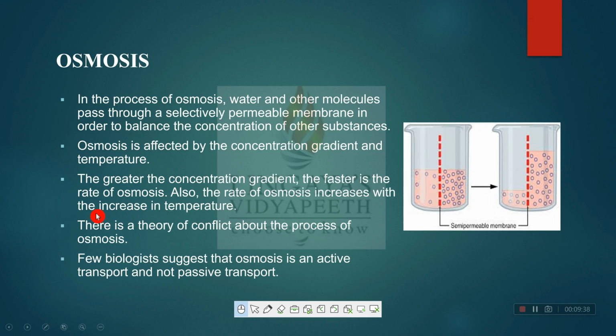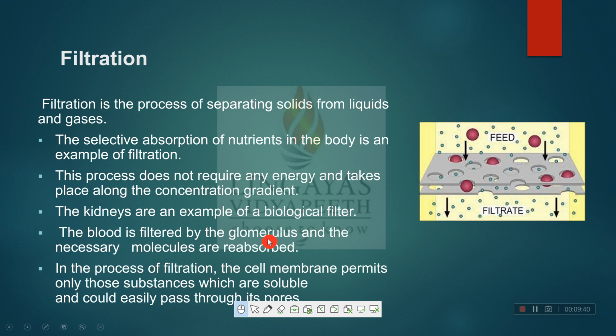Kidneys are also an example of a biological filter, because kidneys help in the filtration of waste material. The plasma is filtered and the waste materials are excreted out of the body. By the glomerulus, blood is filtered and necessary molecules are reabsorbed. So they will move from the higher pressure to the lower pressure.